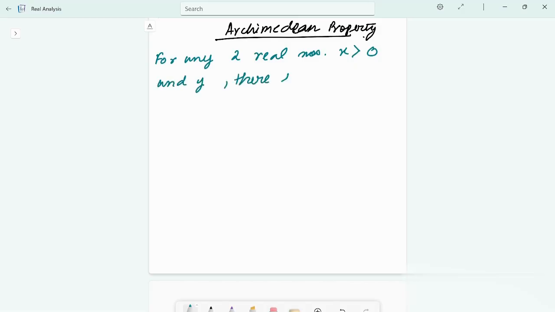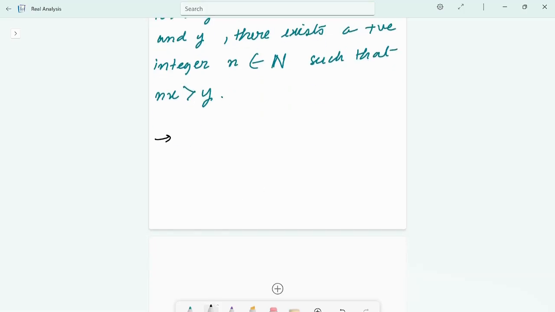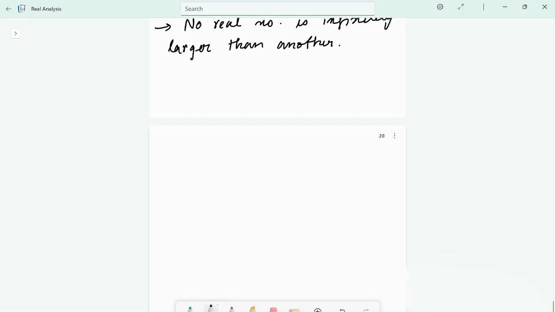there exists a positive integer n which belongs to the natural set such that nx is greater than y. What is the meaning of it? No matter how small x is, if you multiply it with a large enough n, the product will eventually exceed any given real number y. Basically, it means no real number is infinitely larger than another.